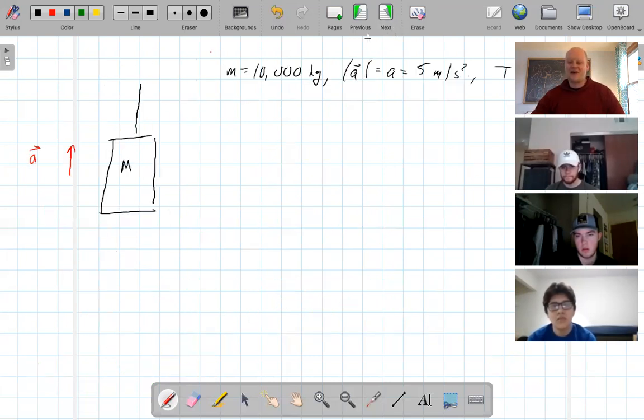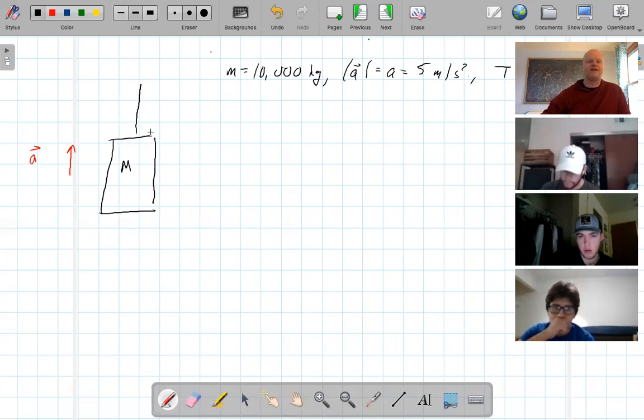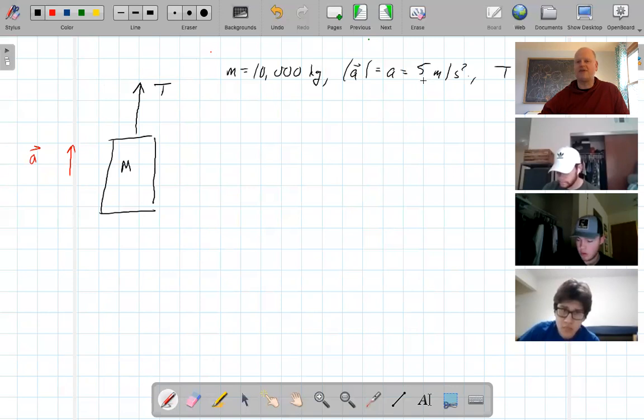Okay, let's do another example. Let's do one with tension. This example says that we have an elevator. Here's my elevator. And I'm going to accelerate that upward by pulling on the cable upward. So in this case, I'm going to pull upward with a tension. The mass of the elevator is 10,000 kilograms, and I'm going to accelerate this guy upward with an acceleration of 5 meters per second squared. So what I want to know is how much tension is being supplied by the cable. How much tension does the cable have to supply to pull this thing up at a rate of 5 meters per second squared?